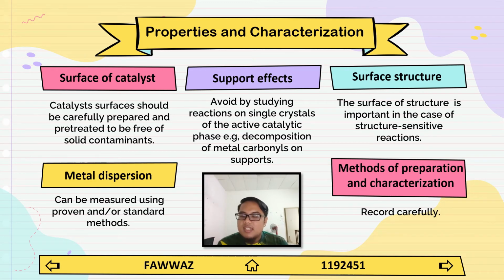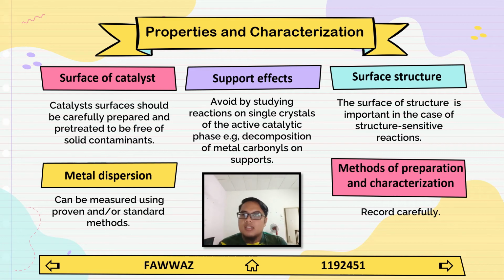When we talk about catalytic reactors, of course, it has catalyst and the catalyst has its own properties and characterization. So the first characterization is the surface of catalyst. Catalyst surfaces should be carefully prepared and pre-treated so that they are free from contaminants and their activity won't be affected. Next, the support effect. Support effect can be avoided by studying reactions on single crystals of the active catalytic phase. For example, the decomposition of metal carbonates on supports.